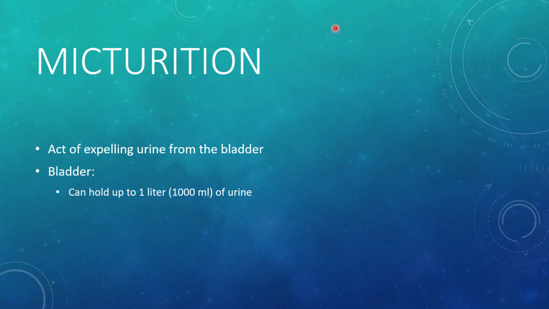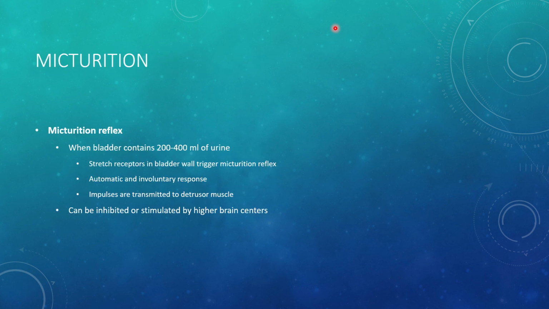Lastly, the final step in this whole process is urination. Our term for urination is micturition, the act of expelling urine from the bladder. The bladder can hold approximately 1 liter of urine, 1,000 milliliters. The reflex for micturition is triggered when the bladder contains anywhere from 200 to 400 milliliters of urine. The reflex is stimulated by stretch receptors in the bladder wall, triggering the micturition reflex.